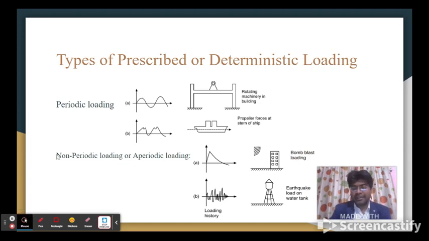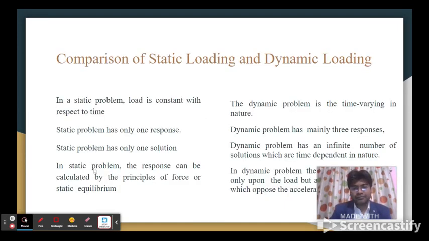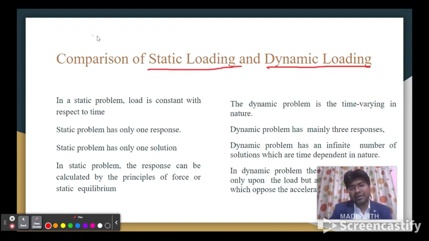Now moving on to the next slide. See, we have earlier discussed the dynamic load. Now, static load we already know about, and it is not changing with respect to time. For instance, you take an example, a beam is over here, and a load is kept over here for the entire span of time. This will come under static loading. Okay, now here are some of the differences between the static and the dynamic load. See, first point here, in a static problem, load is constant. Obviously, load is constant with respect to time.